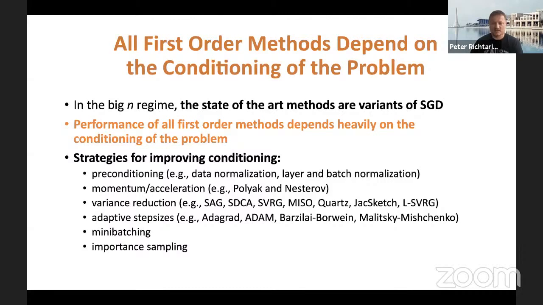Momentum acceleration, again, is just a very particular way to accelerate the method theoretically so that the dependence on the condition number, let's say, is not kappa, but square root of kappa, not linear, but square root of that. Variance reduction, yet again, the same story. Adaptive step sizes, such as Adagrad, Adam, all of the same story, better dependence on the conditioning, mini batching, importance sampling, and so on and so forth.